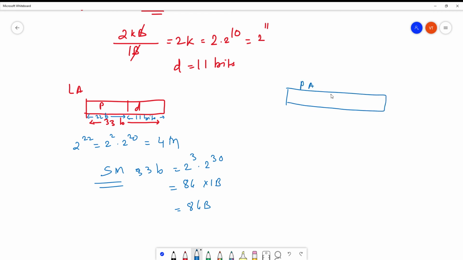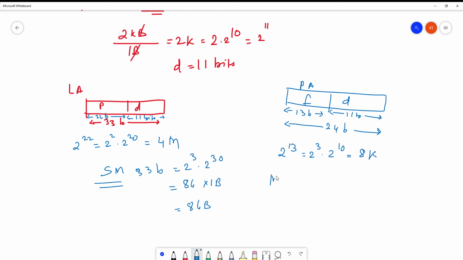Now for the physical address, again it has two parts, frame and D. Now you know what D is. What is the total size given for physical address? It is 24 bits. So D is 11, so 24 minus 11 is 13. From this we'll get the number of frames, 2 raised to 13. We can write that as 2 raised to 3 into 2 raised to 10, that will be equal to 8K.